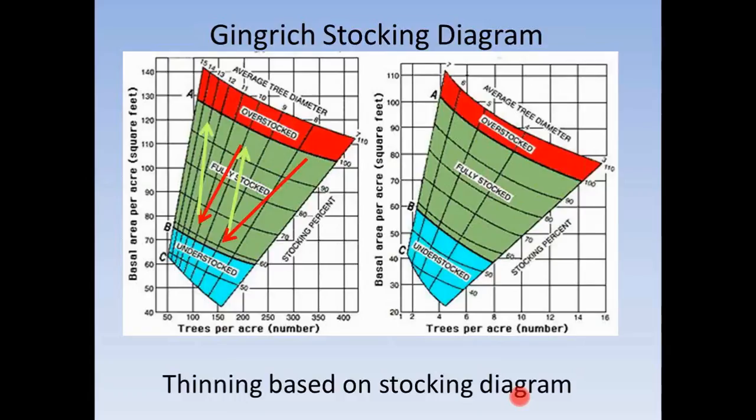The stocking diagrams have utility in management, and we can think of a thinning regime that starts here with a fairly high number of trees per acre and a fairly high basal area. Presumably you can see these lines at the top are QMD lines. So here's QMD 7, then 8, 9, and so forth. So these trees are small. And this red line might represent a thinning.